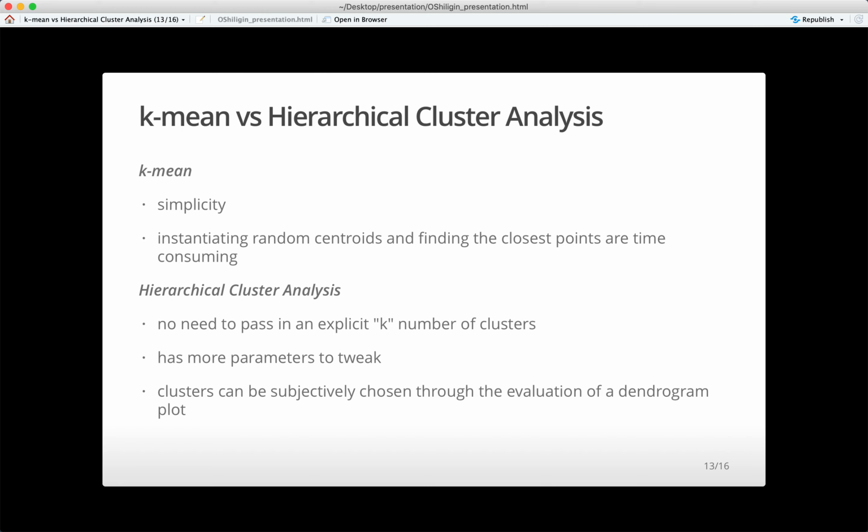At the same time, k-means clustering benefits from a simplicity perspective. It can be explained to a non-technical audience but still be accurate enough to generate quality results. In the k-means method, instantiating random centroids and finding the closest points are time-consuming, or it may even never get to that point. So hierarchical clustering is less prone to this weakness. Also, in hierarchical clustering, clusters can be subjectively chosen through the evaluation of a dendrogram plot, which is obviously a big plus.